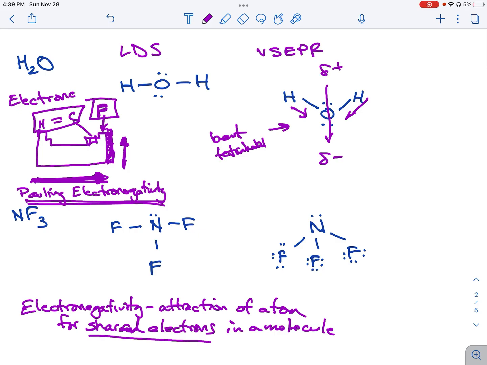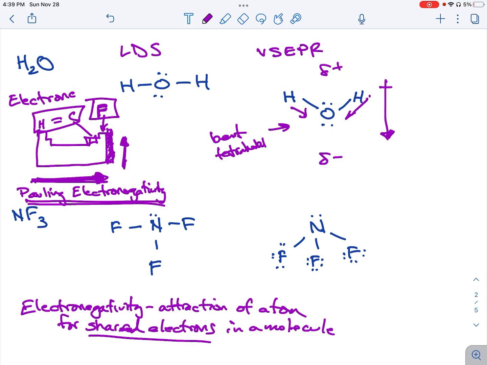And that makes this side of the molecule a little bit negative and this side of the molecule a little bit positive. Now, normally we don't draw the dipole through the molecule just because it looks weird or something. I don't know. We just don't. So we usually draw it off to the side, and that means the same thing as drawing it through the molecule.